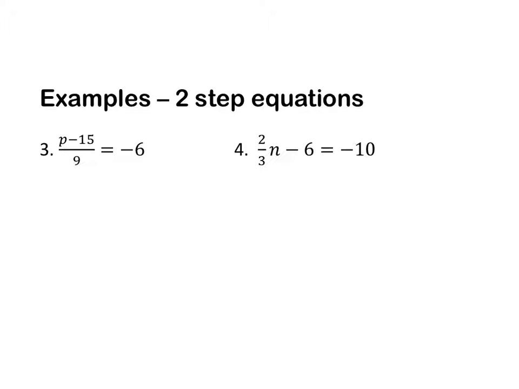Alright, so here are 2 more examples of 2-step equations. Let's start with number 3 here. First of all, we have p minus 15 and it is all divided by 9. So basically, we cannot break apart this subtraction until we get rid of this division here. So we're going to have to multiply both sides by 9. And once we do that, our 9's cancel out and we're left with p minus 15 equals negative 54.